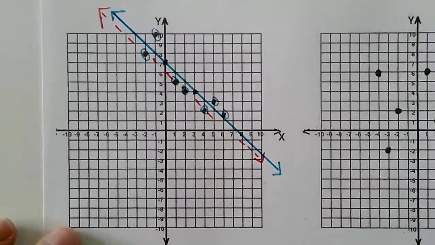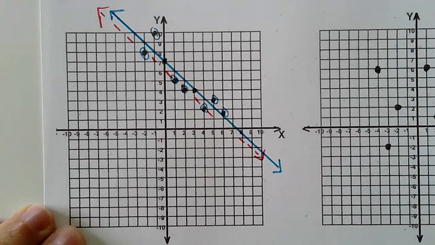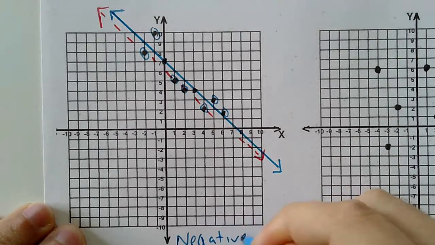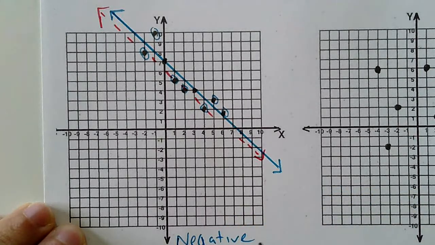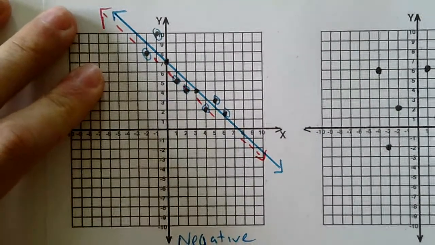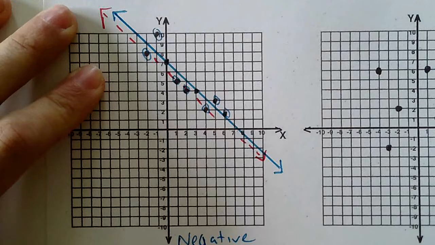And we would call this what kind of correlation? Well, this would be negative. And since those points are again really close to the line that we drew, we would probably say this is strong as well.